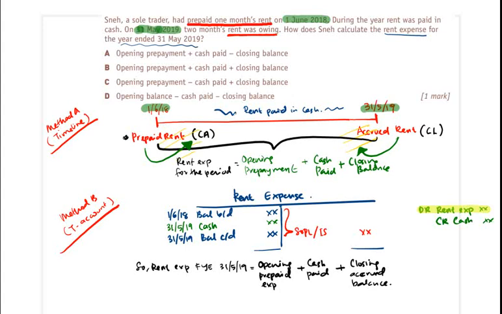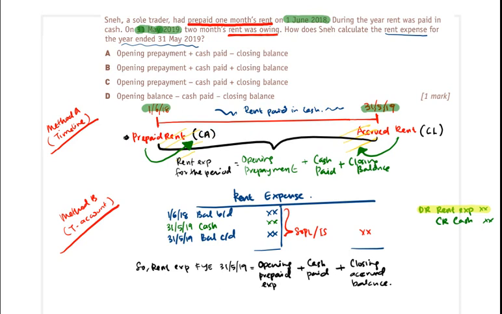In this question, we are required to calculate the rent expense for the year ended 31st May 2019. If we were to use the timeline method, the closing of 31st May 2019 and opening of 1st of June 2018, given information, opening has prepaid rent, so we are going to put it prepaid rent, a current asset.